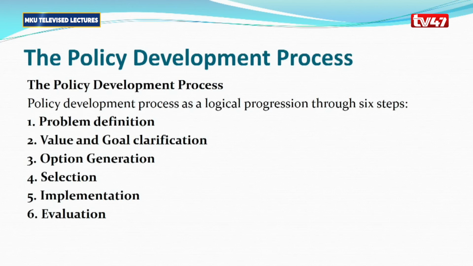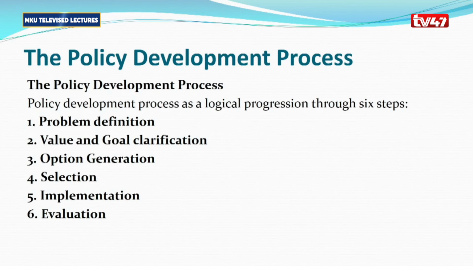policy. Number 2, there is a value and goal clarification. All right, we need to clarify our goal. Number 3, there is the option generation. There could be alternatives. Yes, we could be writing that this is the cause, or this is the problem, or this is the solution, but there could be other alternatives. What is our option? What is our alternative? What are the options that we have? What are the priorities that we have?